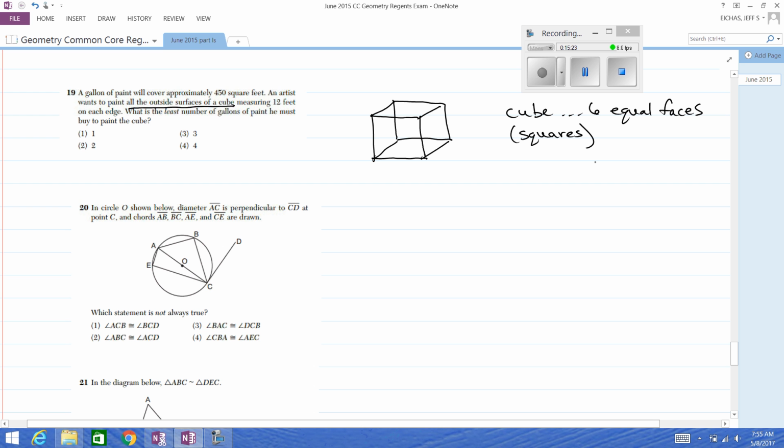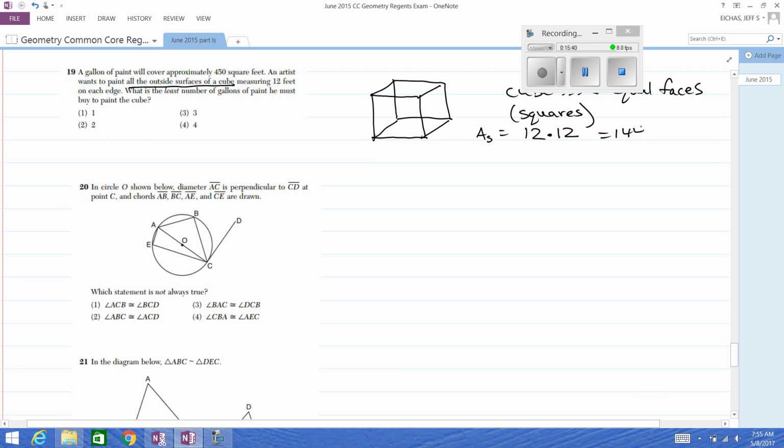So all we're going to do is find the area of one square, multiply by 6, and that's how many square feet we'll have to cover. So the area of one side is going to be 12 by 12, 144. Okay, and now we need 6 of those, so the total surface area.